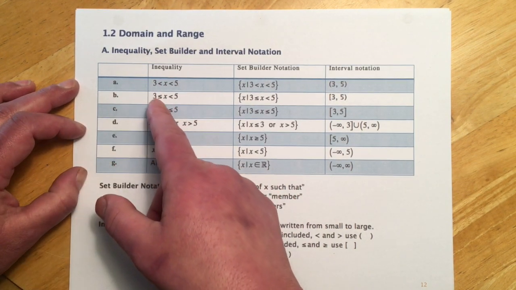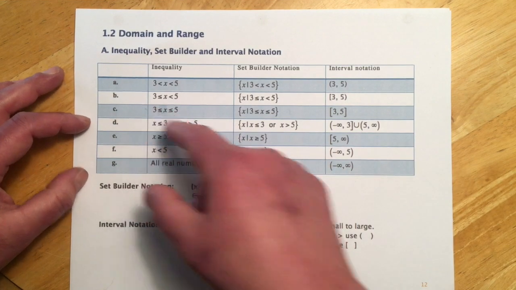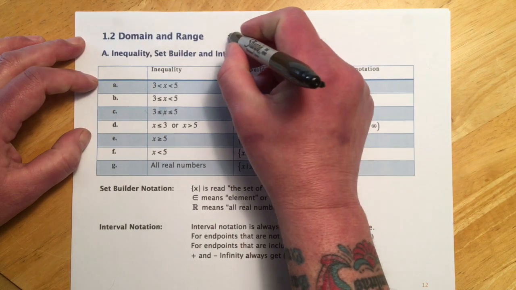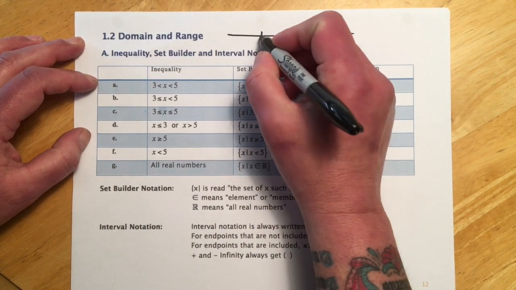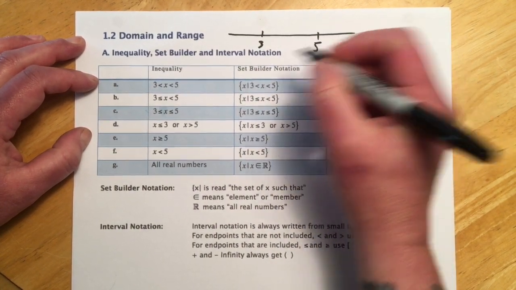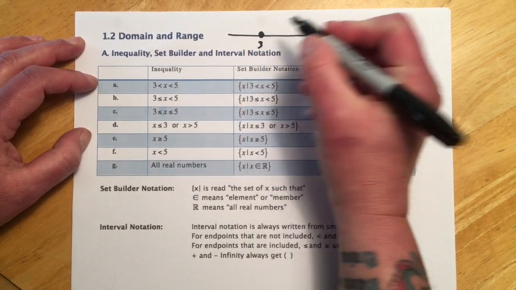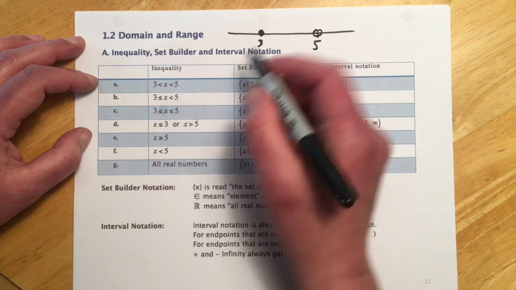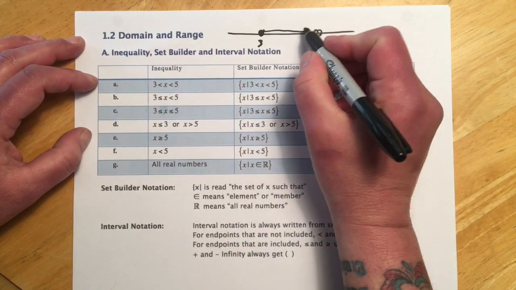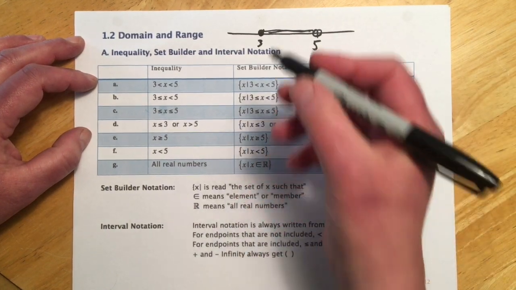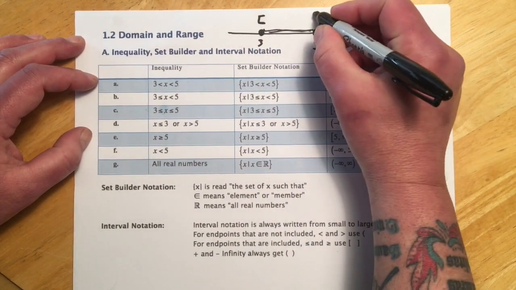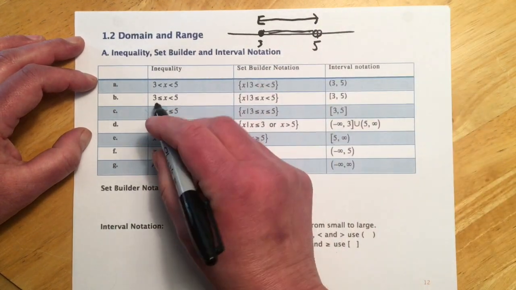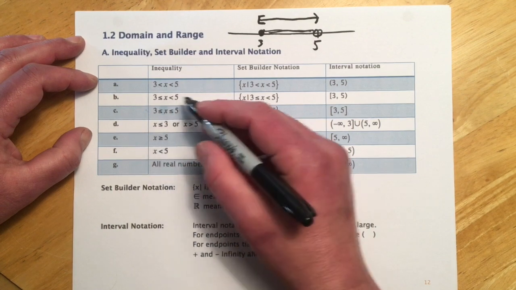This says 3 is less than or equal to x is less than 5. If I were to graph that on a number line just to show what it would look like, we'd have 3, we'd have 5, and so we'd have a solid endpoint on 3 and an open endpoint on 5 because we're not including the 5. And it's the stuff in between that would be the answer. You may have also seen this with a bracket and a parenthesis, depending on where you learned these things. But this is the graph that would go with this inequality.